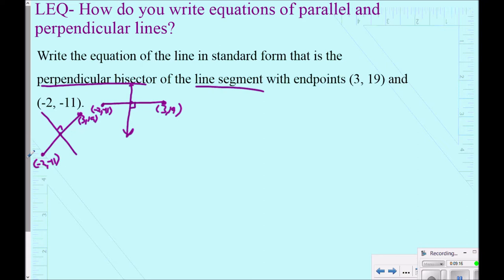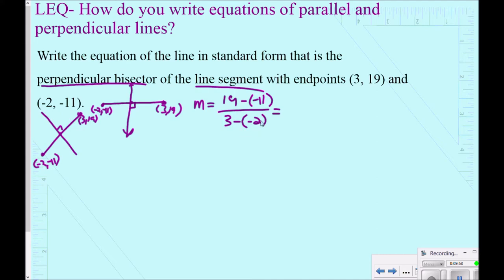Okay, so now we have an idea of what we're looking for. So we need to think about how we're going to go about doing that. Well, first of all, we have 2 points and we can calculate the slope of that line segment. And if I have the slope of the line segment, then I can use that to get the slope of the line that's perpendicular to it. So let's start with that. So we're going to start with the slope of the line segment using difference in y divided by difference in x. So 19 minus -11 divided by 3 minus -2. And I'm going to simplify that.